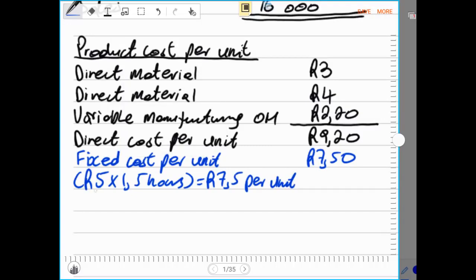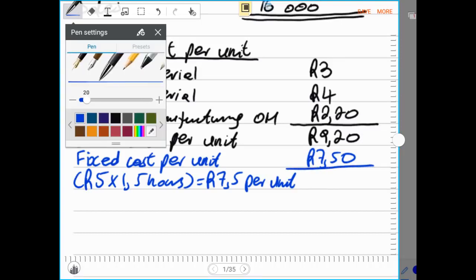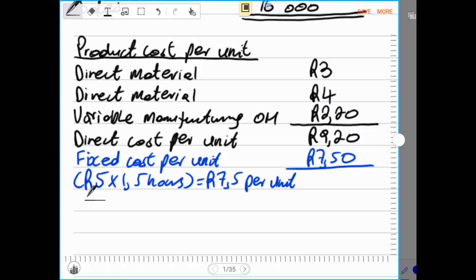And take note that the 5 rand was per hour. It was 5 rand per machine hour. But after we multiply that by the number of hours it takes to complete 1 unit per machine, it will give us the fixed cost per unit, which is per product. Therefore, that will give us an amount of 7 rand 50 cents. And after we draw a line there, this will give us the absorption cost per unit.